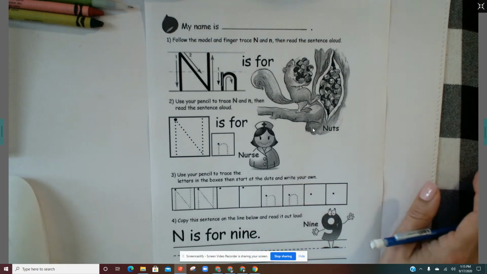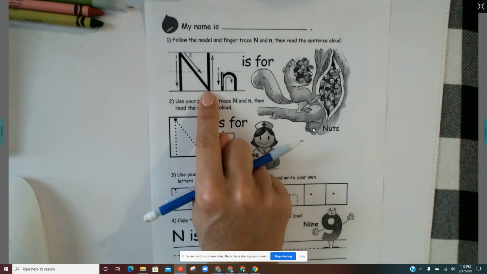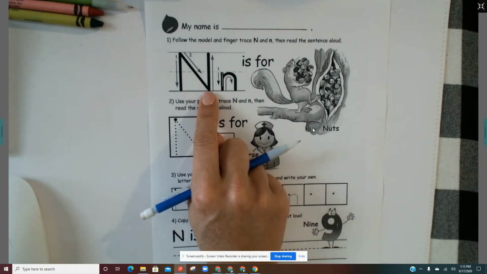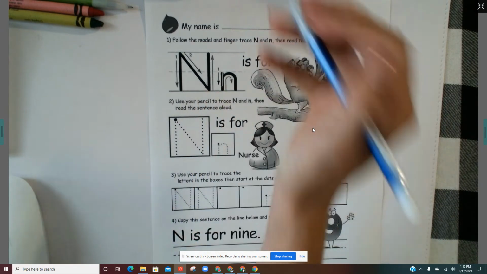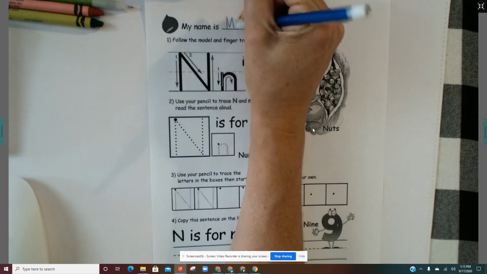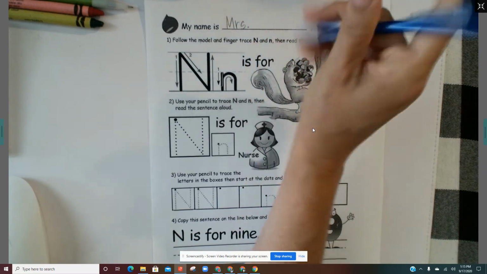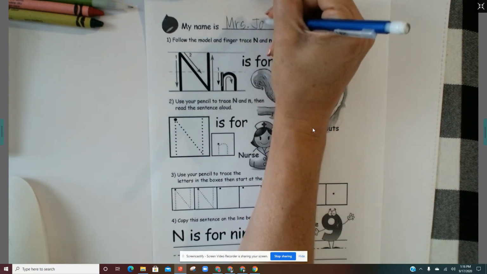And our letter of the week this week is letter N. And we know that letter N says N. So I'm going to start by writing my name at the top.